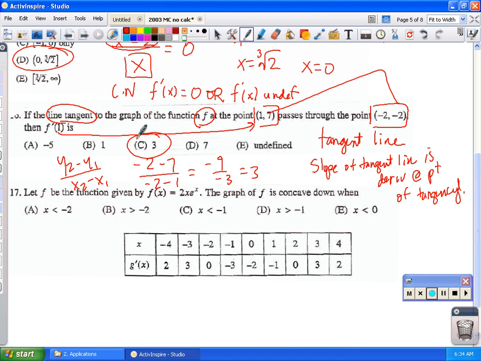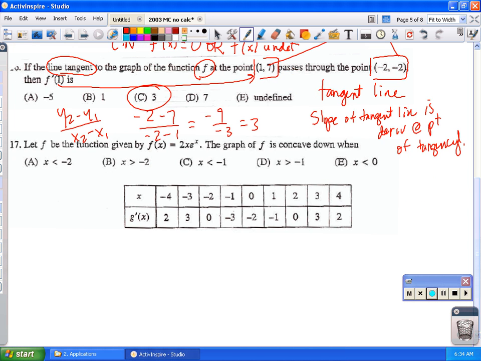Number 17, f is a function given. The graph is concave down. All about me sheet. To get concave down interval, I'm guessing that this chart goes with the next problem. To get a concave down interval, I need the second derivative. So the first derivative, by the product rule, please be careful, is the first times the derivative of the second plus the second times the derivative of the first. And again, that was by the product rule.